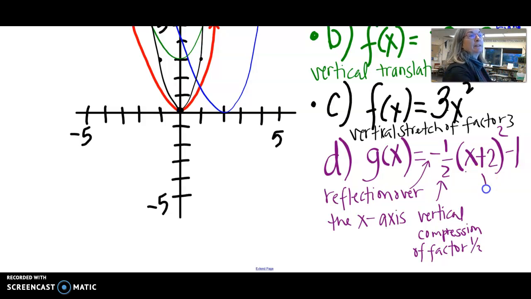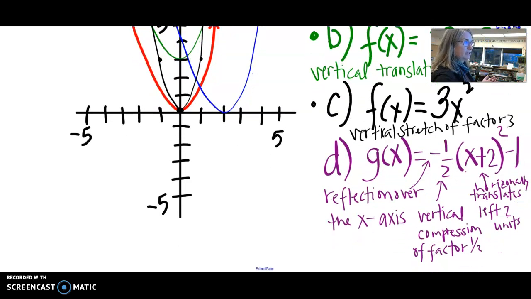The +2 on the inside of the parentheses, remember that's going to be a horizontal translation, so it translates left, and that's horizontal. I should write that also. Horizontally translates left 2 units. Again, we're adding 2, but it goes in the negative direction, so the horizontal transformations are always kind of different than what they seem like they should be. And then this last piece here, the -1, I'm running out of room.